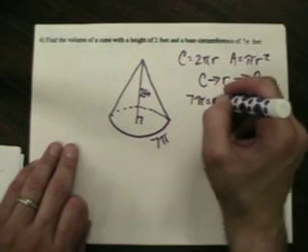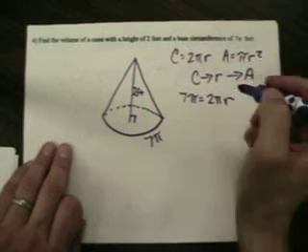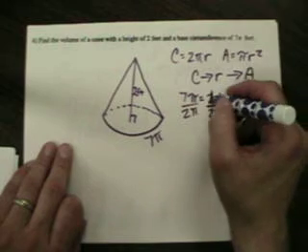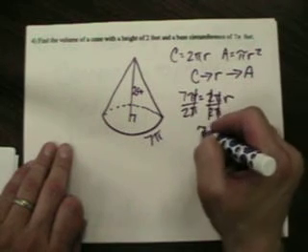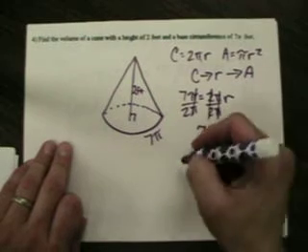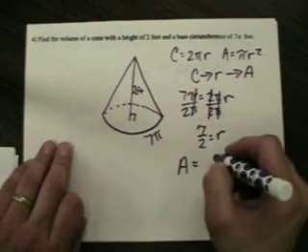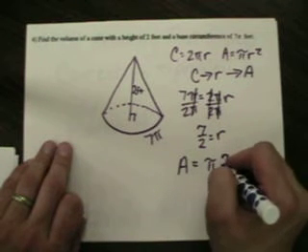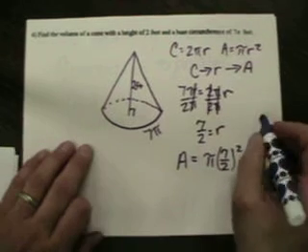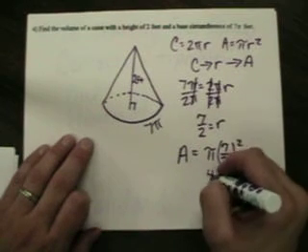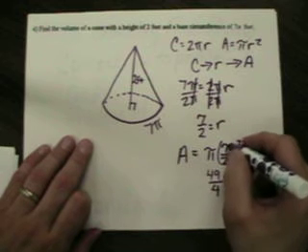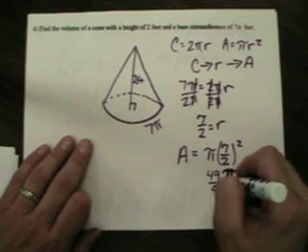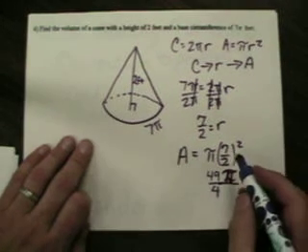7 pi equals 2 pi r. Okay, divide both sides by 2 pi. Now we'll get the r by itself. Pi's will cancel. So I get 7/2 equals r. Now plug it into the area formula. Area equals, this is the area of the base, by the way, pi times 7/2 squared. That is going to be 49 over 4. 49 over 4 pi. I'm sorry, 49 pi over 4. There we go. Okay, that's the area of the base.